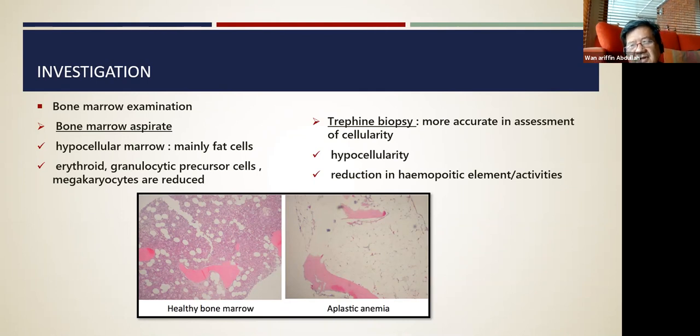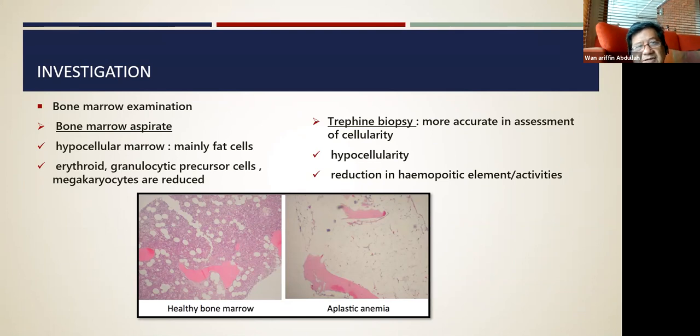You do bone marrow aspirate, they campur dengan darah and all that, so you don't see the architecture. But when you do the trephine, you see the architecture because you take the whole core. So you can assess the fatty infiltration much better, the percentage of fat. Because the severity will depend on how many percent fat infiltration, fat cells in the bone marrow.